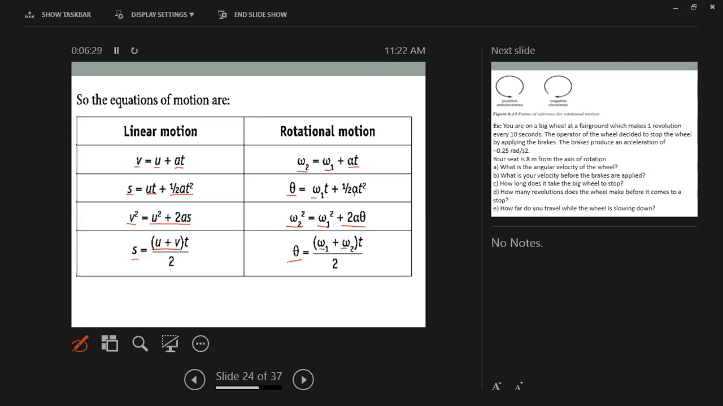So now let's move on to a question. There's a question I prepared for you. Let's practice some of these formulas on the question.